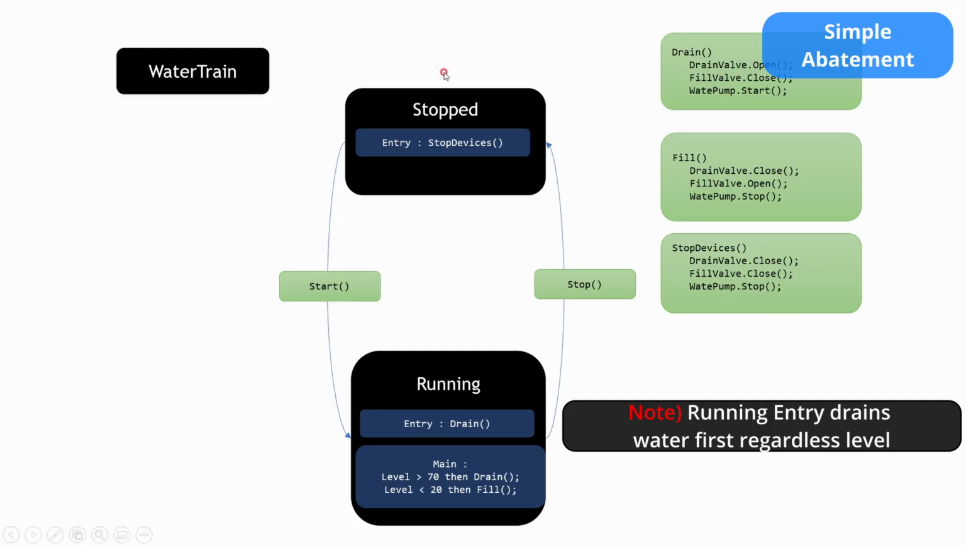Okay, I made a very simple modification for the water drains and the abatement. Here I added a drain when starting. That means wherever the water level is, it drains first and then fills again. So whether the water level is empty, high or middle, it will start by draining first.